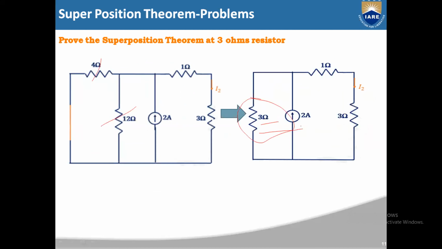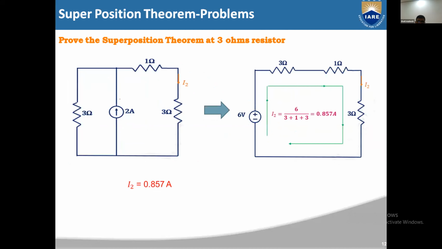I'm going for this technique. Again, I'm converting this 3 amps, 2 amps, and 3 ohms into a voltage source. So what happened? 3 into 2, 6 volts, and 3 ohms in series connection. Single loop. I equal to 6 by 7, that is 0.857. Is it okay? Yes, sir.